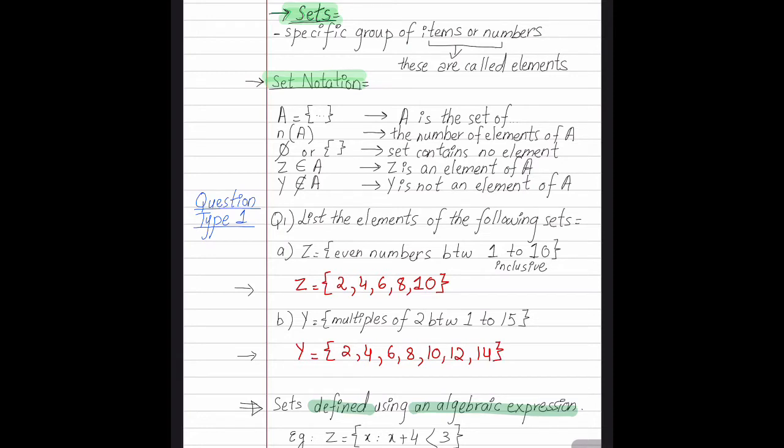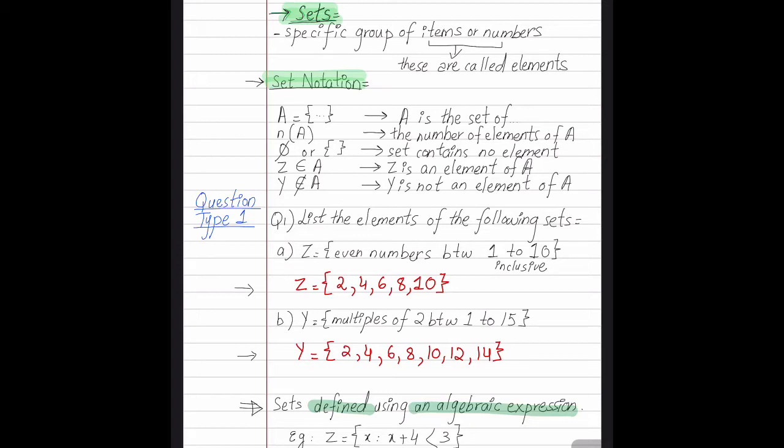So the question just contained a description of the elements of the set, and then we were just asked to list down the elements, and it was pretty easy, right? For the first one, we just had to write the even numbers between 1 to 10 inclusive. So inclusive was helpful to decide whether we had to include 10 or not. And then for B part, we had to write the multiples of 2 between 1 to 15. So yeah, awesome. Okay, so that was the first type of questions that we get. Let's move on to the second one.